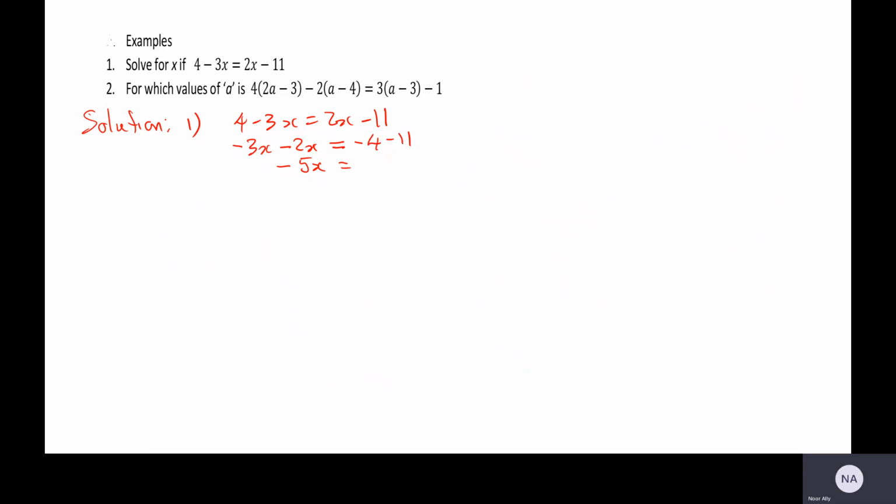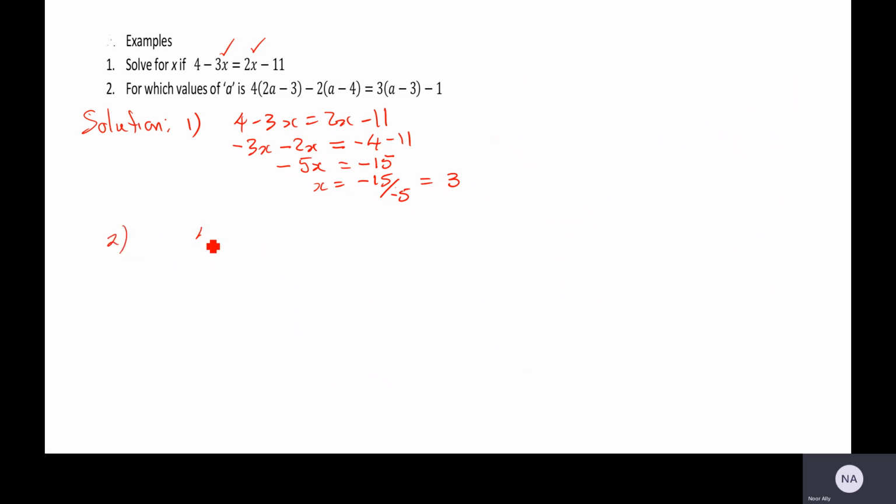Apologies. Minus 4 minus 11, that gives you minus 15. Then you can divide both sides by minus 5. Minus 15 over minus 5 gives you the answer x equal to 3. You can substitute into the original equation. 3 times 3 is 9, 4 minus 9, that gives you minus 5. 2 times 3 is 6, 6 minus 11 satisfies the original equation.